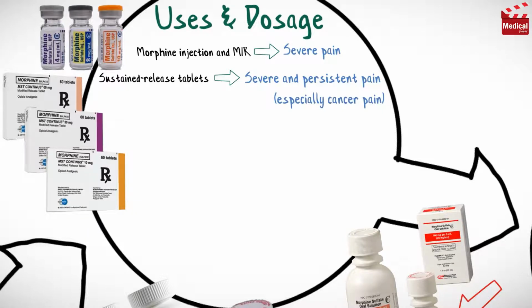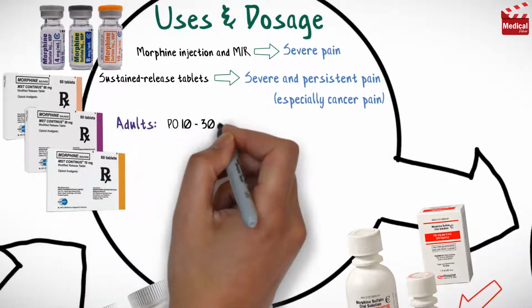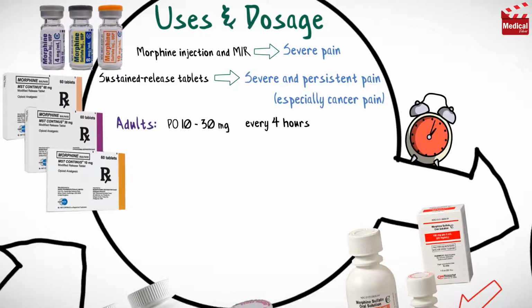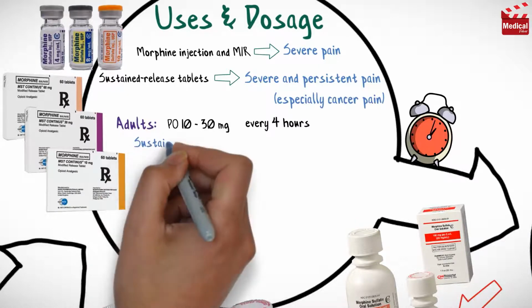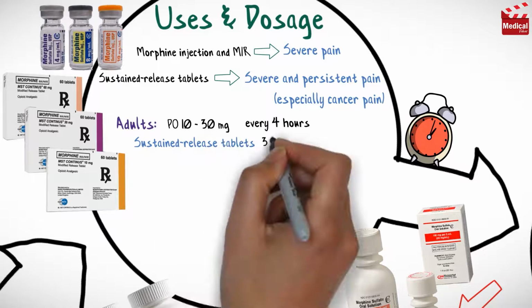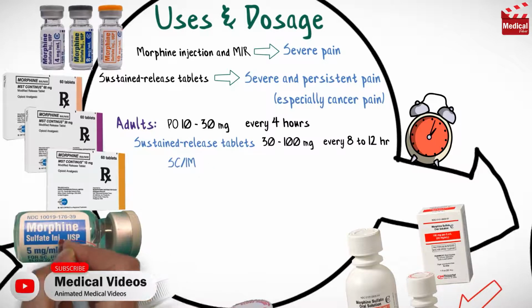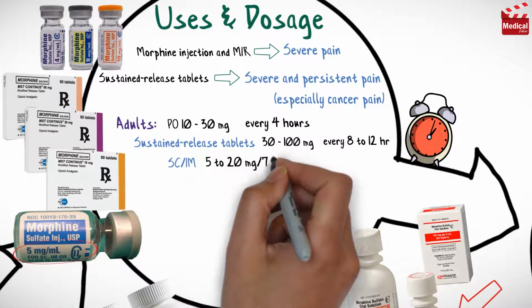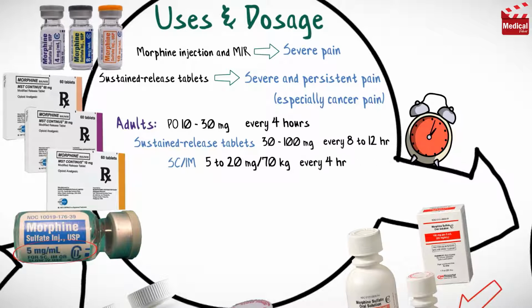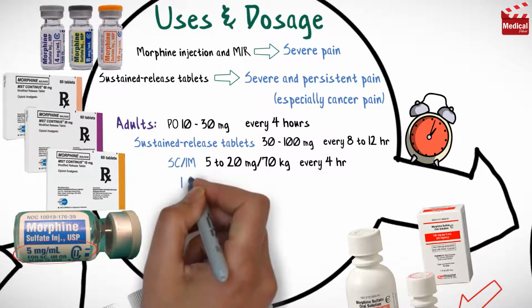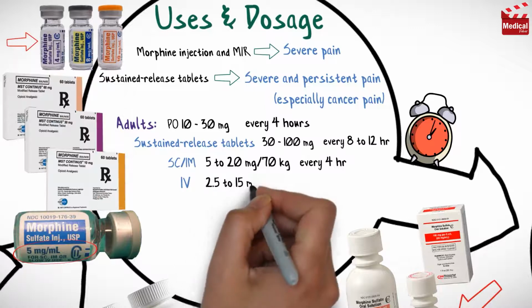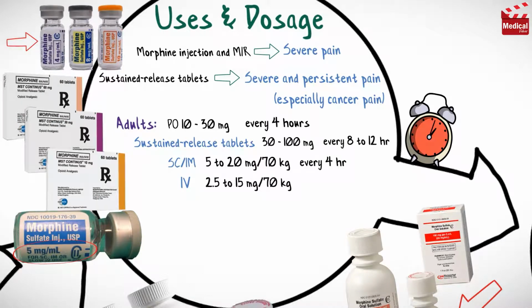The usual dose of morphine for adults is 10 to 30 mg every 4 hours as needed. And when using sustained-release tablets for adults, 30 to 100 mg every 8 to 12 hours. When using it as subcutaneous or intramuscular injection, 5 to 20 mg per 70 kg every 4 hours. And when using it as intravenous injection, 2.5 to 15 mg per 70 kg, in 4 to 5 ml water for injection over 5 minutes.